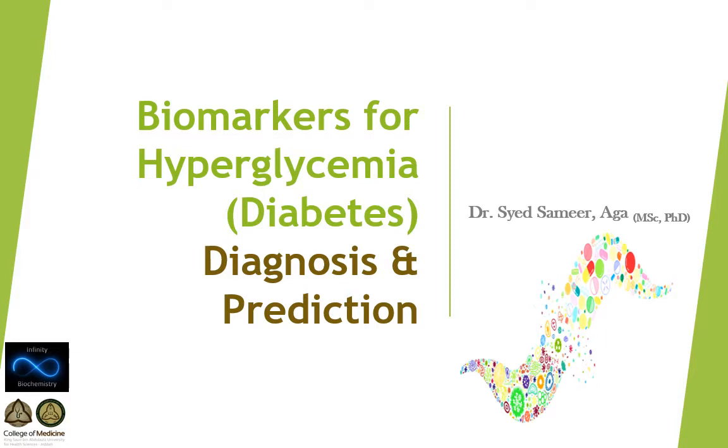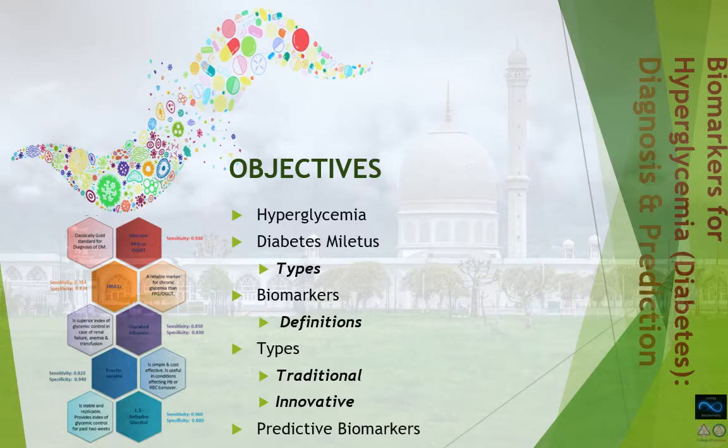So in this video I'll be discussing the biomarkers of hyperglycemia, how we do the diagnosis of hyperglycemia, which is also known as diabetes, and what are the different biomarkers for the prediction of it beforehand. So in this lecture, we'll be covering the objectives which are enlisted here. Hyperglycemia, the types of hyperglycemia, also known as diabetes mellitus, what are its types? Then biomarkers, what are they, and how we use different types of biomarkers for diagnosing as well as predicting the diabetes mellitus in human patients.